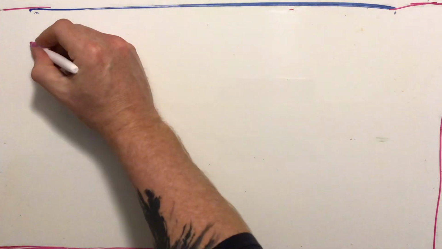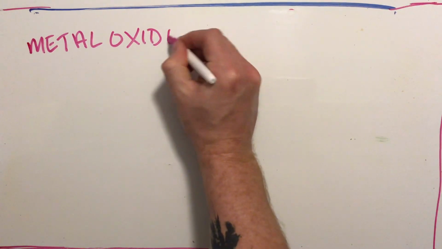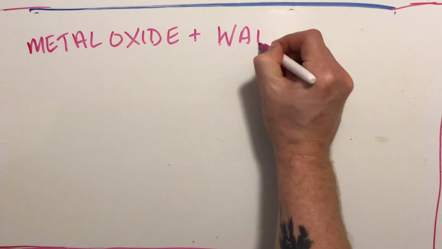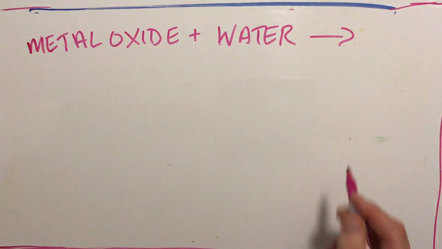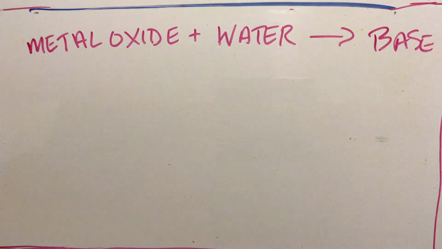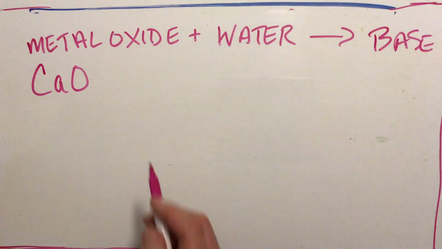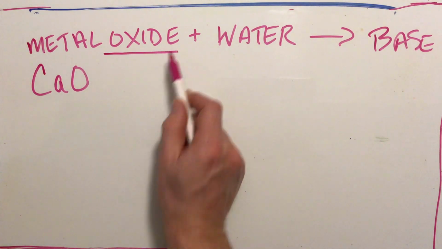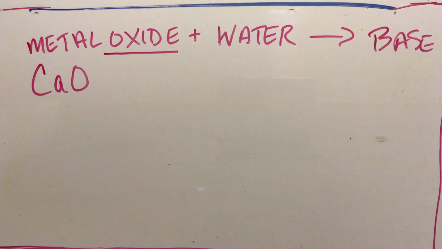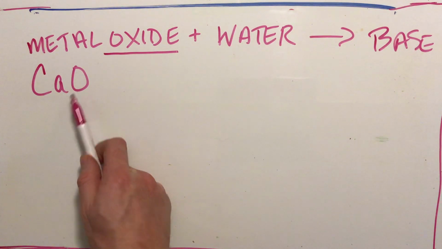So our next one is a metal oxide plus water, and that's going to give me a base. All right, so leave that up here. This is a type of synthesis reaction. So for example, CaO, calcium oxide. All an oxide is, it's a compound that has something and oxygen. Something, our metal, calcium, and oxygen together.